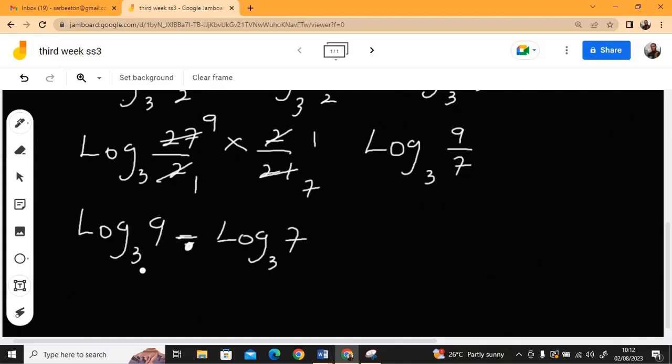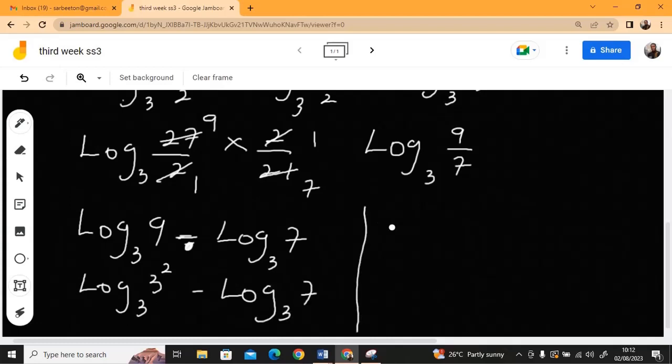So I can find the answer for this one first. So log, this one will log what? Log 3, applying the laws of logarithm, log 3 raised to power 2, right? 3 raised to power 2 is 9 minus log 3, 7. And these 2 can come to the front, so I will have 2 log 3, 3 minus log 3, 7, right? 3, 3 is what?